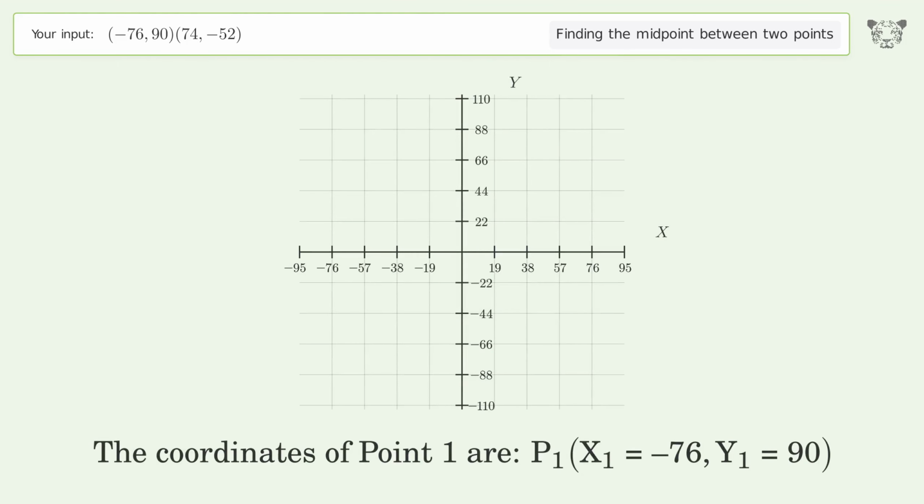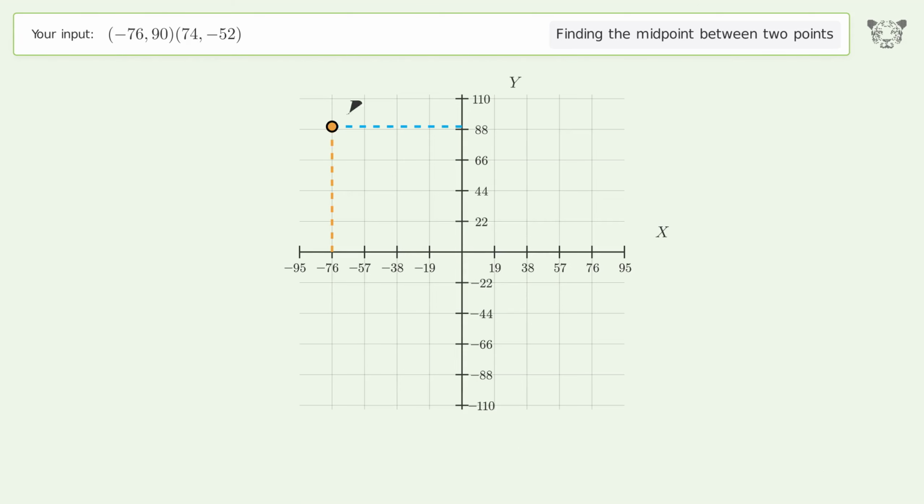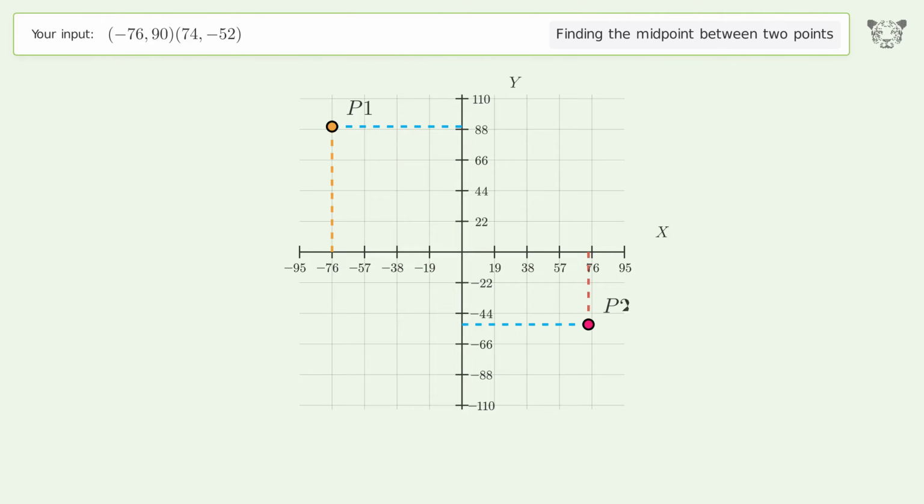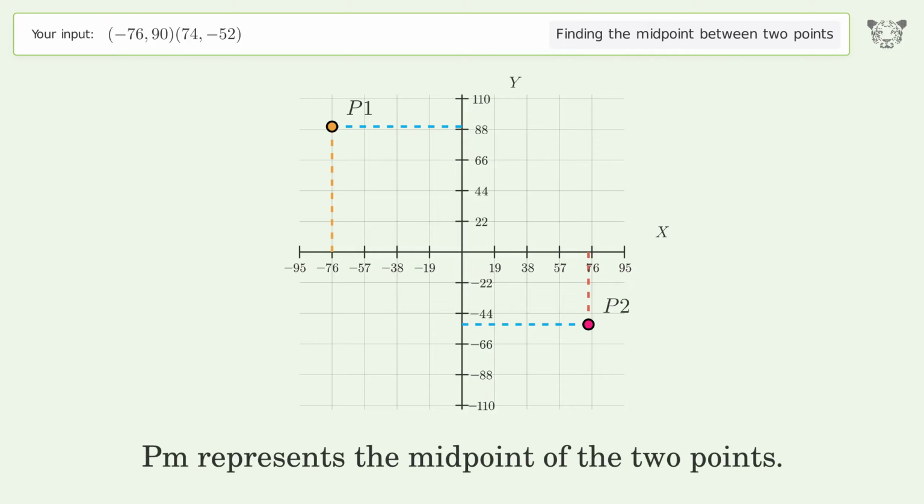The coordinates of point 1 are x1 equals -76, y1 equals 90. The coordinates of point 2 are x2 equals 74, y2 equals -52. PM represents the midpoint of the 2 points.